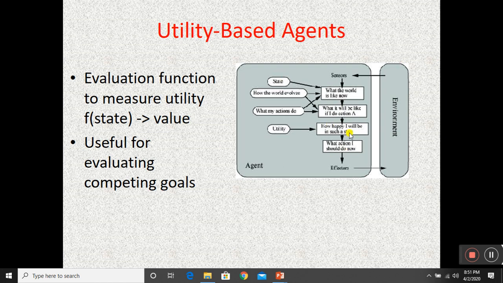So here is the state. This state is demonstrating that how happy I will be in such a state. If here we have some state and we have given this state to any person, so this state will work according to the utility. And what action I should do now? As you can see, these actions would be according to the utility.